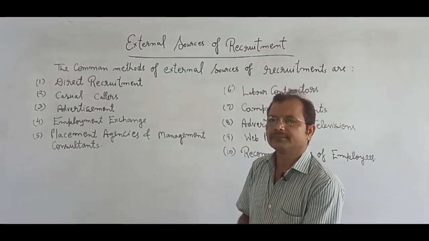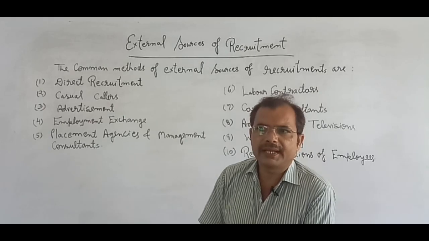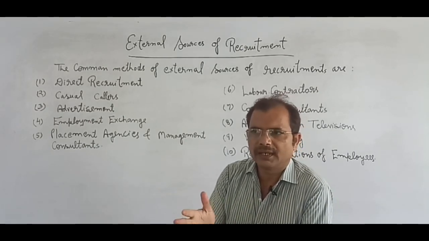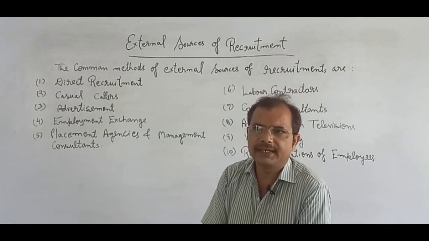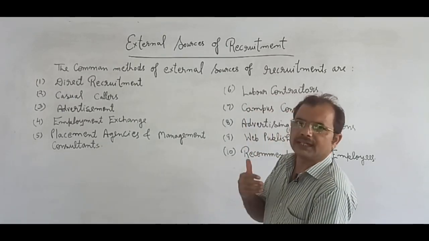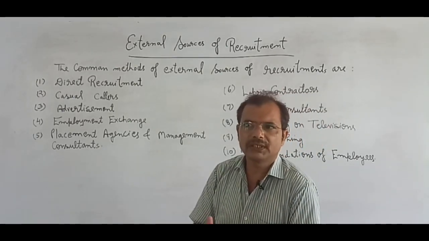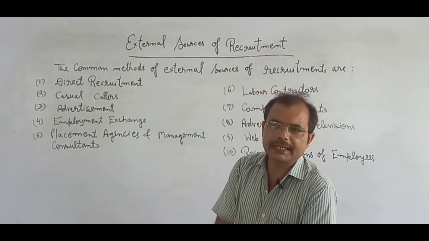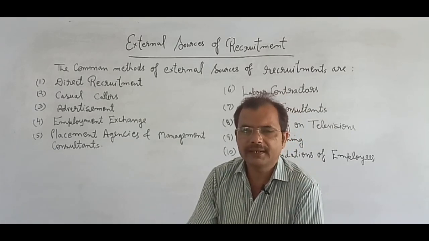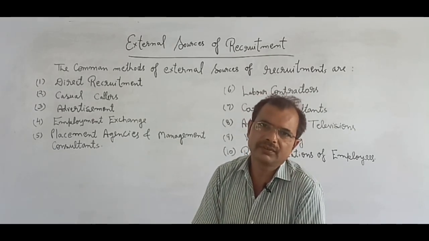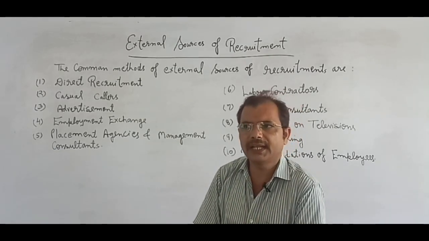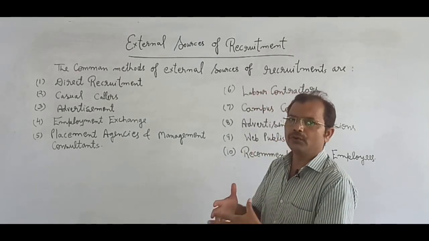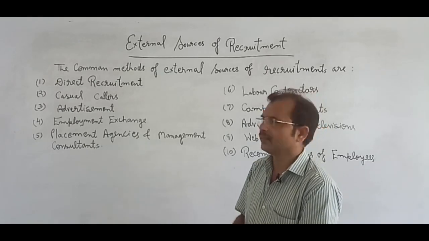The next point is casual callers. What does it mean? Some organizations have a list of people, and they start calling for the jobs. If someone is required for that type of job, he or she can contact the organization, and they can appear in the interview, and in this way the recruitment process can be done.